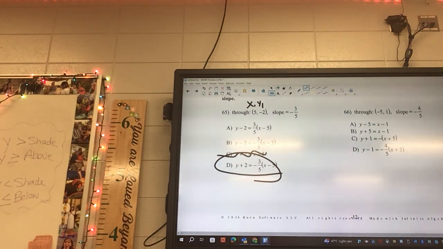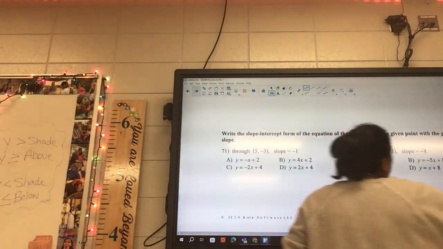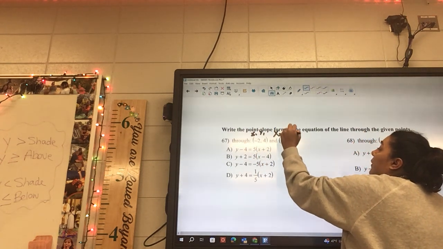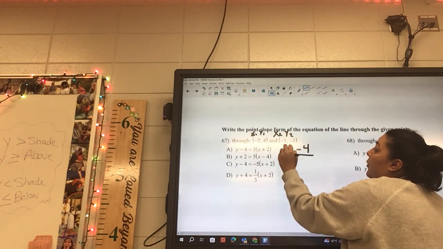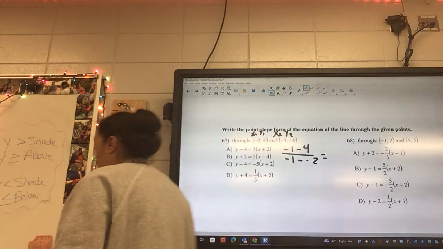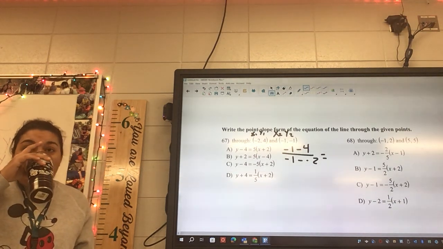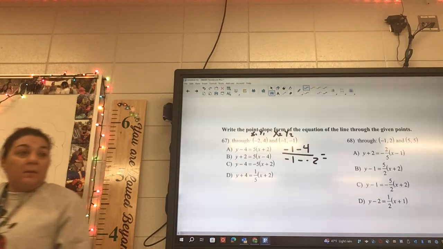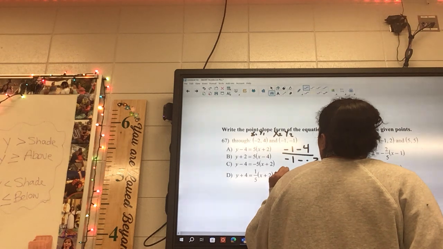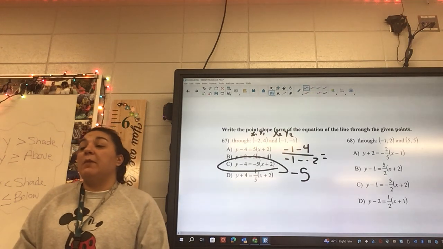Okay, 67 says find the point slope form. Okay, so we're gonna have to start off by doing the slope for starters. So it's gonna look like -1 minus 4 over -1 minus -2. Okay, type that in your calculator, see what you get. -5? Okay, so who works? Okay, yeah, so at that point you can see what you can eliminate before you have to keep going. Okay, you might be able to eliminate everything, you might not.